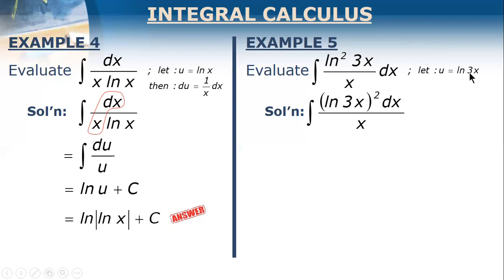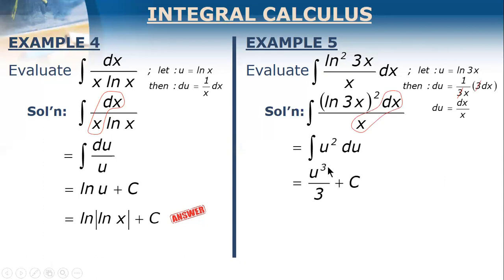The derivative of u, of course, ln 3x, is 1 over 3x times the derivative of 3x, which is 3 dx. So just review your basic derivatives. So it cancels, and therefore du is dx over x. So ln 3x is u, squared, and dx over x is du. And this is the basic power rule. So u cubed over 3 plus c, and then just replace u by ln 3x.